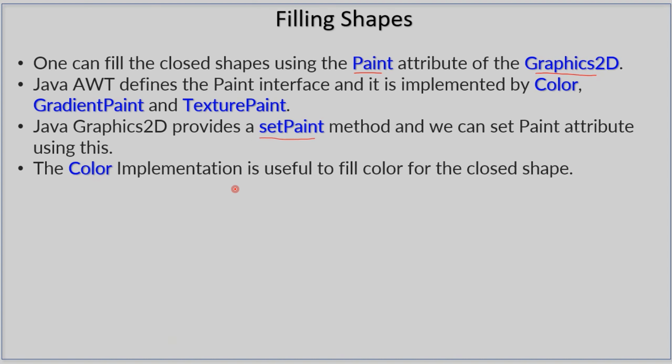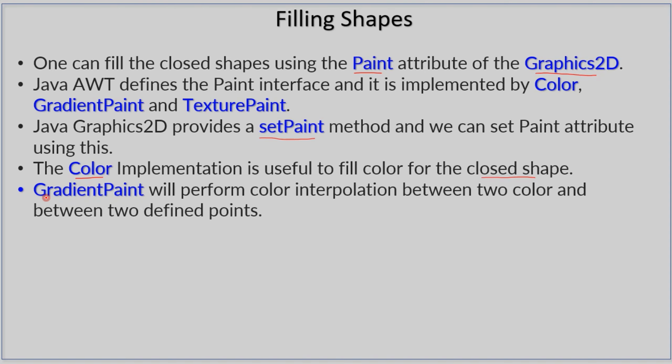The Color implementation is useful to fill color for a closed shape. So if you have a closed shape, you can set the paint attribute with the Color instance. Then when you make a call to the fill method on your shape, the shape will get filled with the specified color.